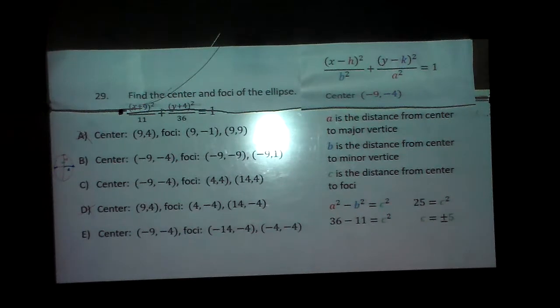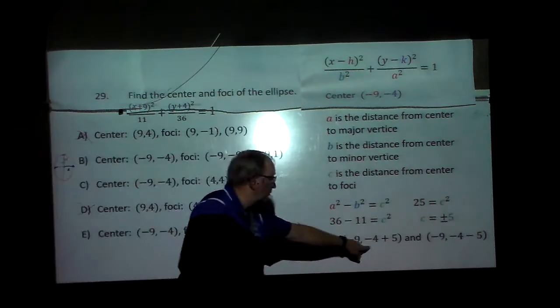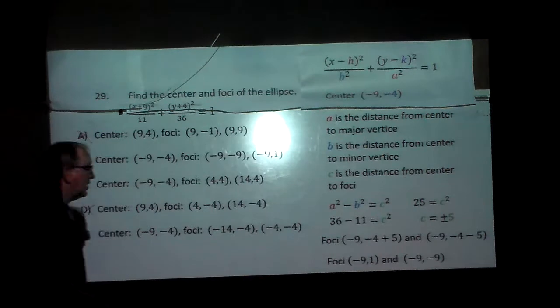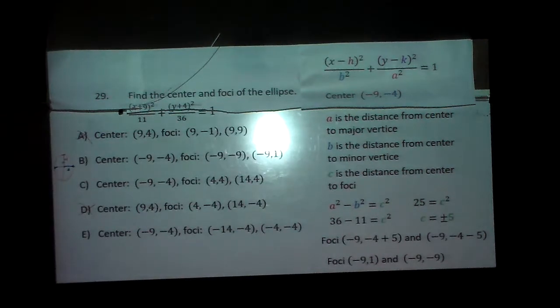Now notice, since the ellipse is going vertical, I need to add that to the y value. The x value stays -9. So I'm going to do -4 plus 5 and -4 minus 5, which gives my foci of (-9, 1) and (-9, -9), which makes the answer letter B. Letter B is the answer there.